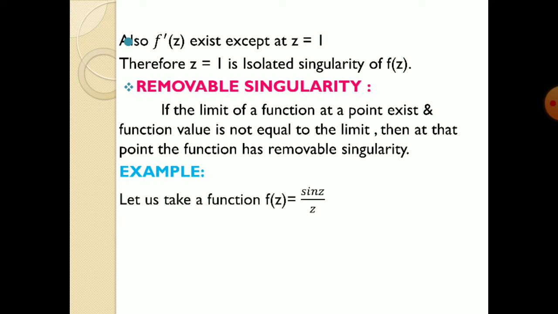Secondly, we will discuss the type removable singularity. If the limit of a function at a point exists and the function value is not equal to the limit, then at that point the function has a removable singularity. Removable singularity means that when you apply the point z0 in the given function f of z, the function f of z has no principal part, and then we can say that the point z0 is a removable singularity. What is the principal part?